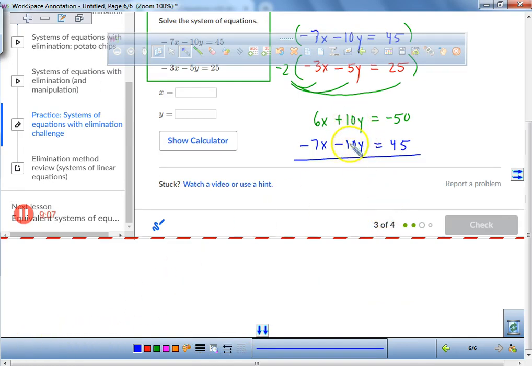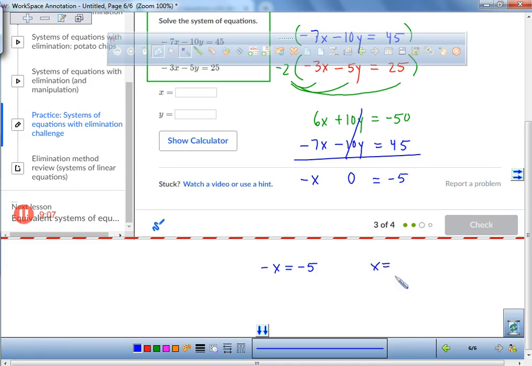All right, so we're going to add these equations together. What happens when we add a 6x minus a 7x? What do we get? Negative 1x, right? All these zero out, correct? They all zero out. And what are we left with here? Negative 50 plus 45 is negative 5. Now, what happens when you get a negative x equals a negative 5? What will x have to equal?